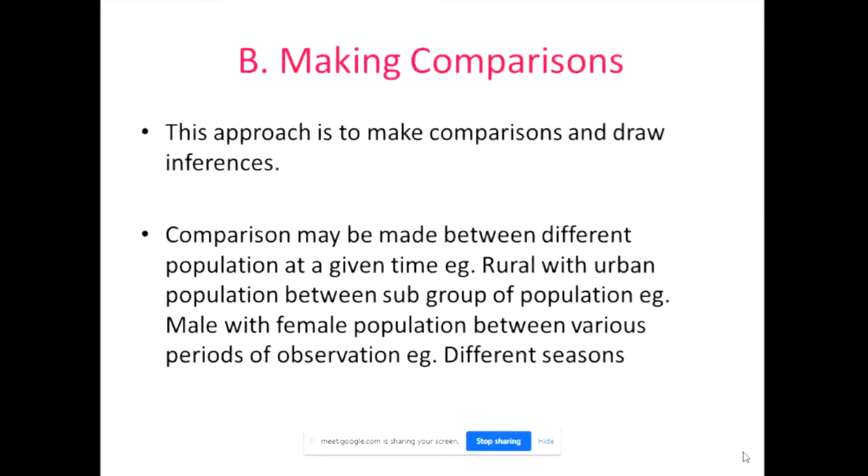Okay, making comparisons. This approach is to make a comparison and draw inference. يعني if you want to investigate about the cause of disease, you will make comparison between two groups, maybe made between different population at a given time. مثلا, we are going to compare the occurrence of dental caries between the rural people and the city people. So we are going to measure the amount of cases between both of them.